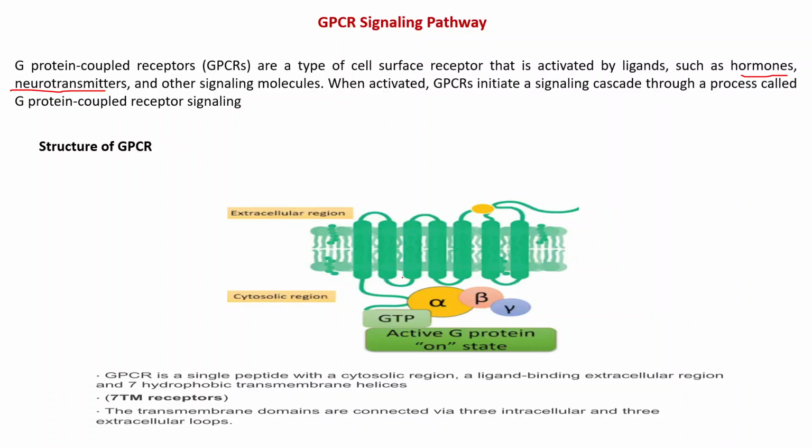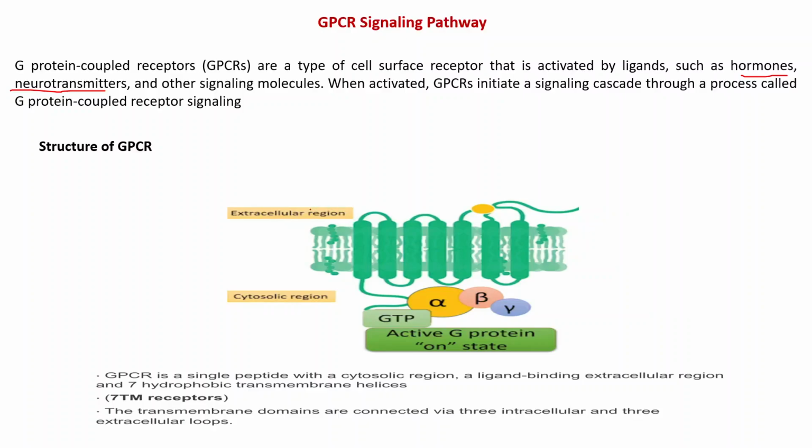Here one receptor is there and one protein is there. This receptor GPCR is a single peptide with a cytosolic region, a ligand binding extracellular region, and seven hydrophobic transmembrane helices. So there are three parts. One is the cytosolic region, one is the ligand binding extracellular region where the ligand binds, and the third is the seven hydrophobic transmembrane helices.